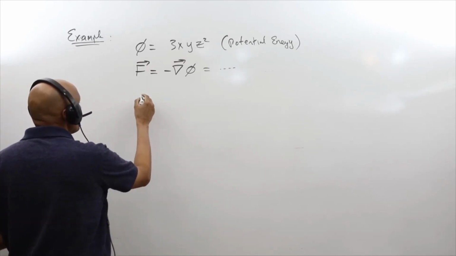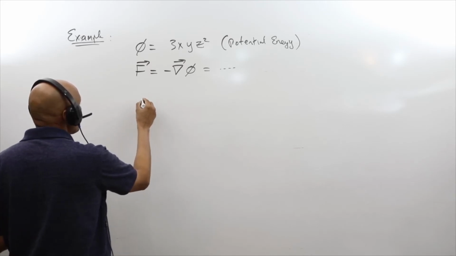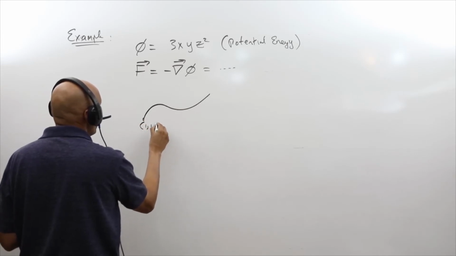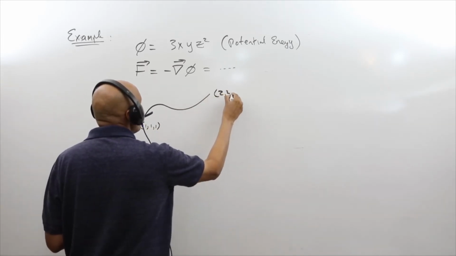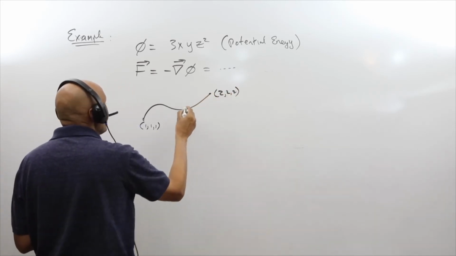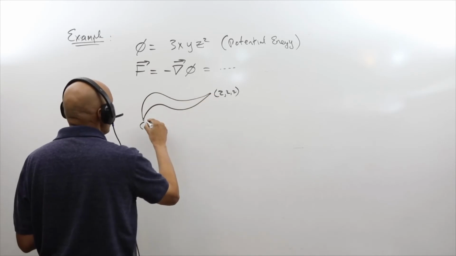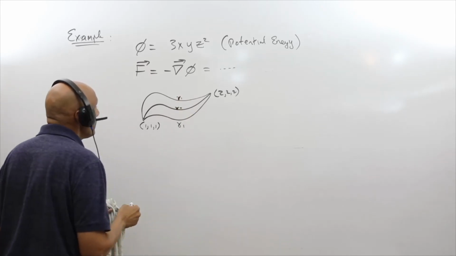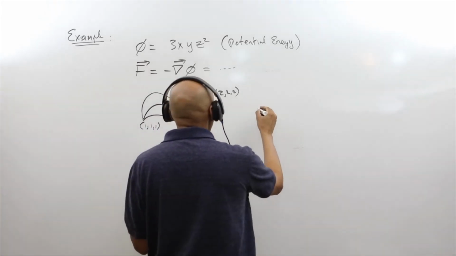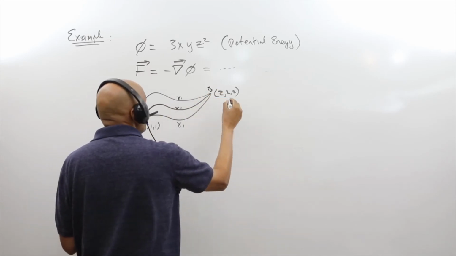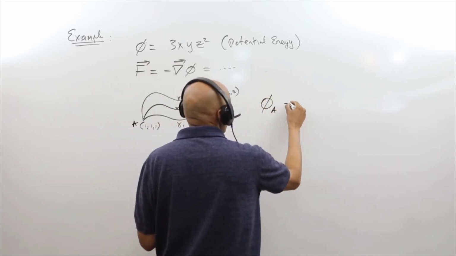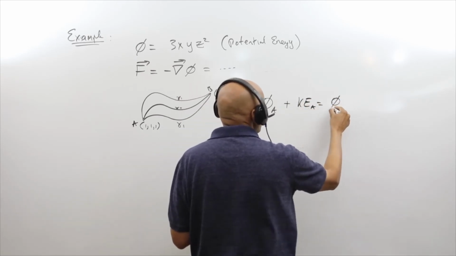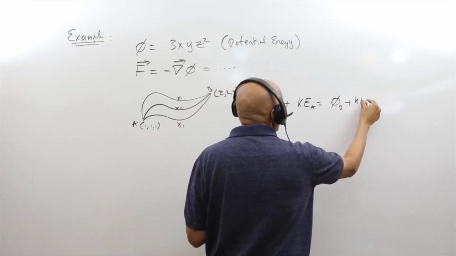the change in the potential energy. So for any path taken, here's a path, and let's assume this path goes from the point 1, 1, 1 to the point 2, 2, 2. So we have any path; it doesn't matter what the path is. Gamma 1, gamma 2, gamma 3. We know that the potential energy at point A plus the kinetic energy at point A is equal to the potential energy at B plus the kinetic energy at B.